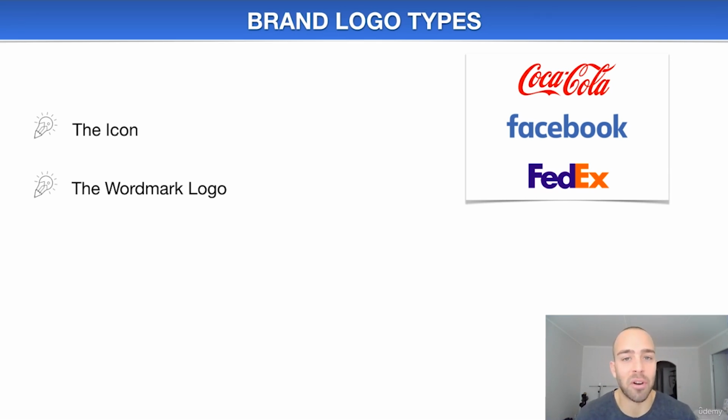So if you have a brand name that you would like to create a logo around, then you can do that. That is called the word mark logo. You can do that by just going into a website, or maybe talking to a graphic designer, or if you're a graphic designer yourself, awesome, then you can create a word mark that is specifically created for your brand.